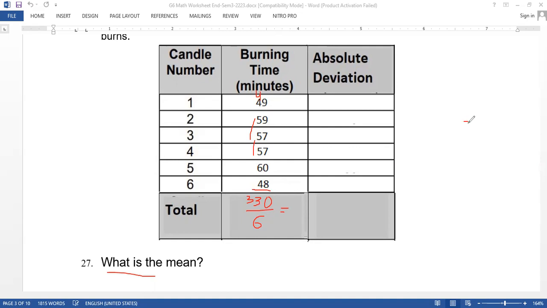The problem in the mean is that you need to add, then make a long division. So you have to be very careful. 330 divide 6. 33 divide 6 is 5. 5 multiply 6 is 30. Now subtract. This is long division, guys. 33 minus 30. I bring the 0. 30 divide 6 is 5. So the mean is 55. The mean is 55.